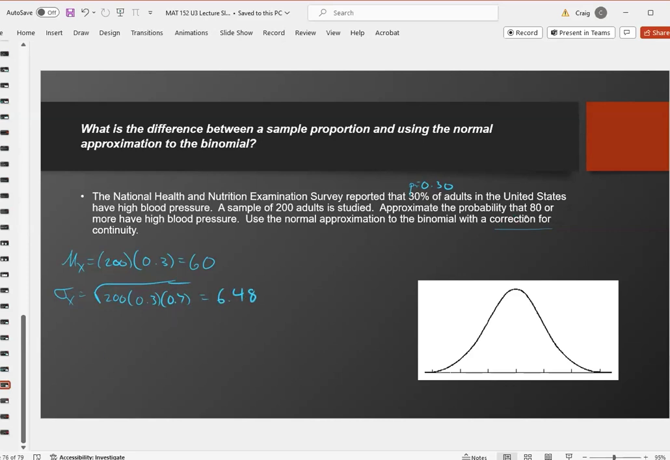We want the probability that it's 80 or more. So that's the probability that X is greater than or equal to 80. Okay, so remember, if we want equal to, we want numbers that will round up to 80. So we want to start from 79.5. So our z value is 79.5 minus 60, divided by 6.48. We get a z value of 3.009.